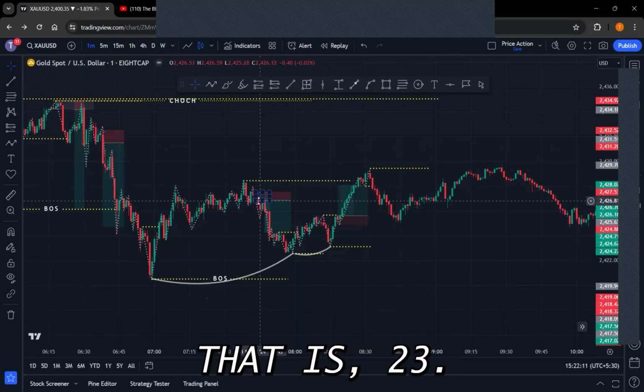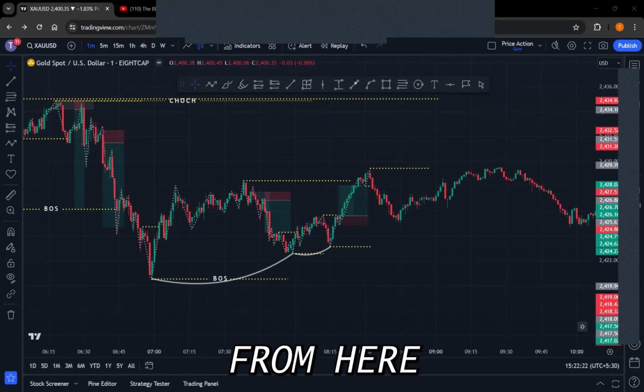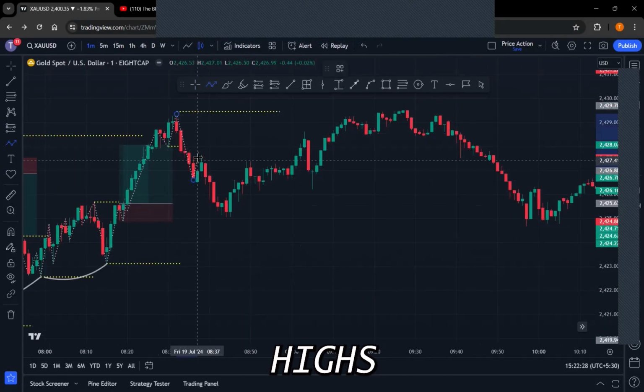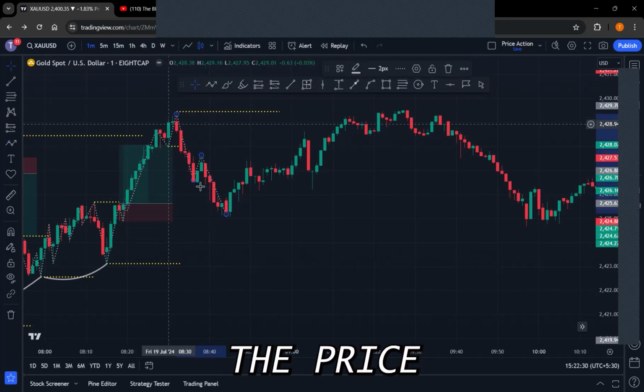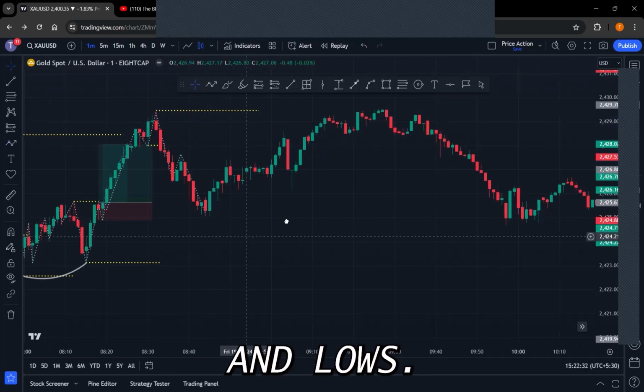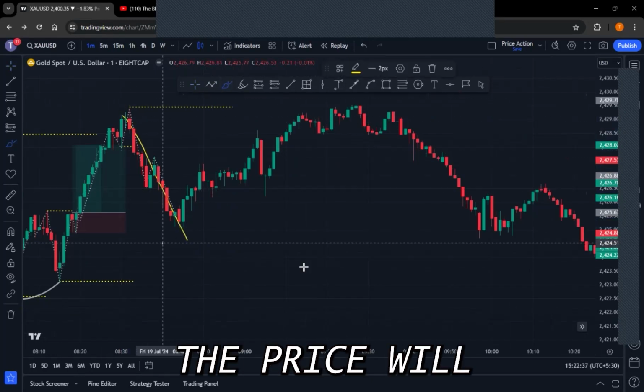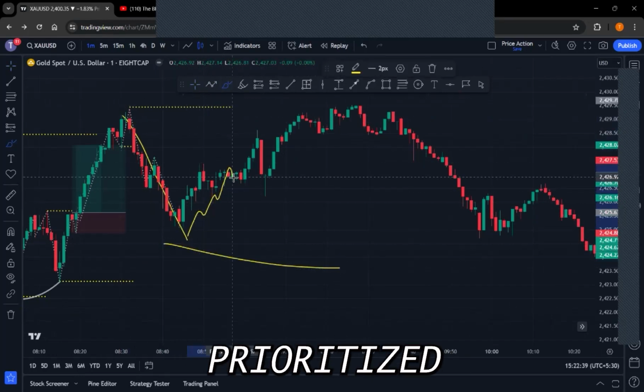I believe that is 23R. So now what we will see is the price has started creating a series of lower highs and lower lows. If the price wants to create a sell swing, it will create a series of lower highs and lower lows. And from this point, we need to understand that while going downside, the price will create a support and then again create a series of higher highs and higher lows.